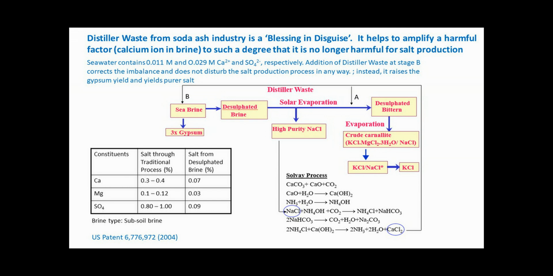There'll always be traces which will come out as you are crystallizing salt. So what happened was I realized that suppose we put in calcium chloride externally and take out as much of the calcium sulfate as possible before you crystallize salt, then maybe it will reduce the amount of calcium in the salt. So in other words, what did I do? We use calcium to beat calcium.